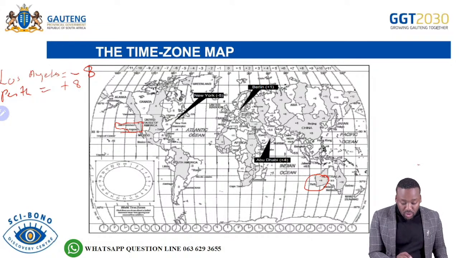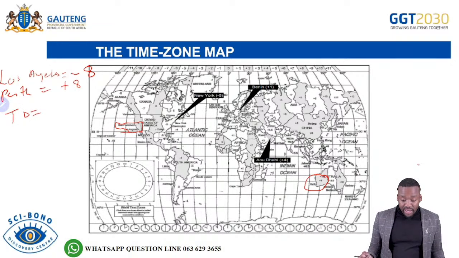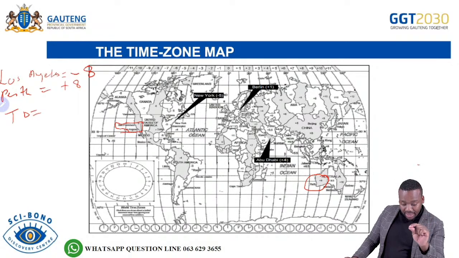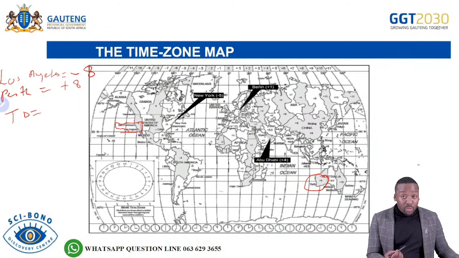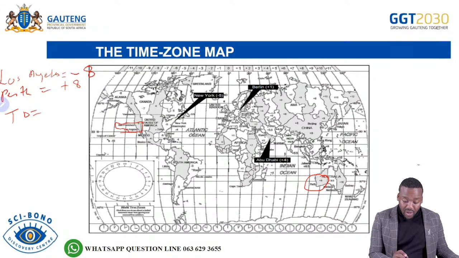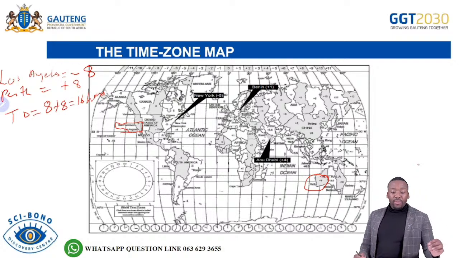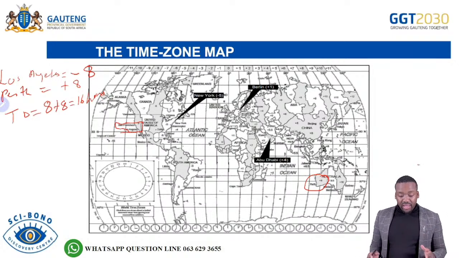Then step 2, what must you calculate? Time difference, or TD, please write. Remember what I said to you here. It is all about the signs. If our signs are the same, then you must subtract. If the signs are not the same, you add them together. If one is on negative and one is on positive, the time difference here, we will say 8 plus 8. Then what do we have? 16 what? 16 hours. Meaning the time difference between Los Angeles and Perth is 16 hours.